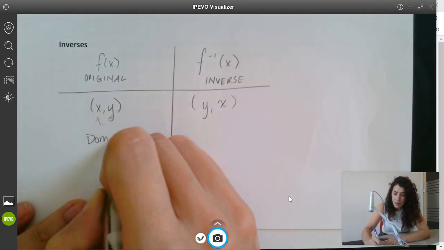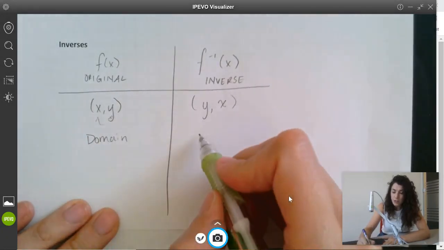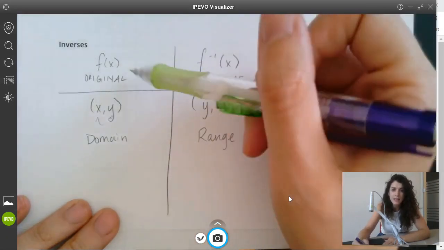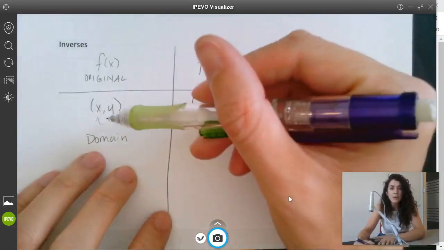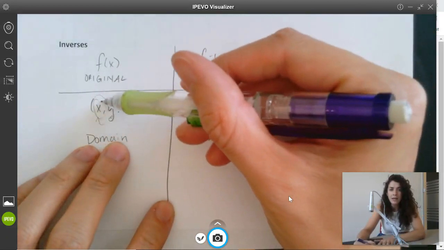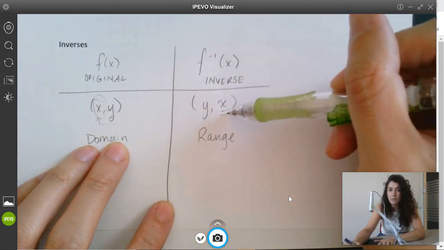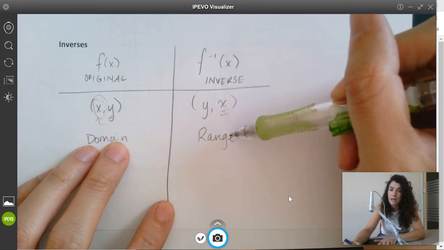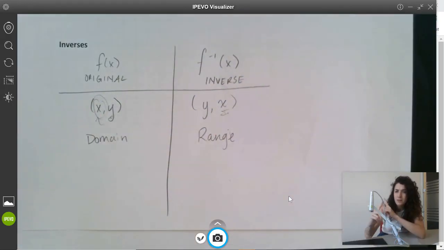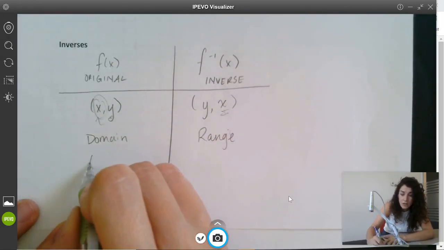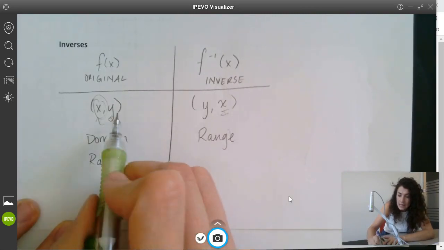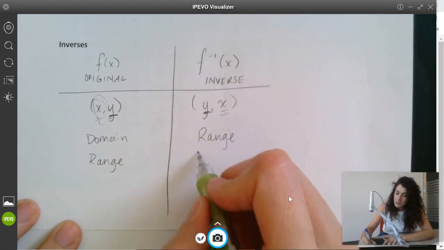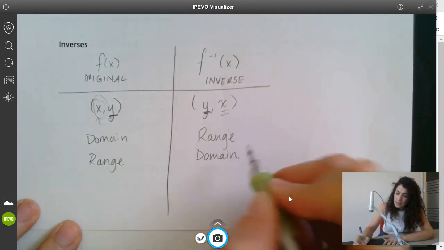What is our domain for our original function becomes the range for our inverse function, which makes sense. The domain would be all of these guys, right? Well, now they're in the y spot. So that would be the range. All of these guys is the range, but it was all of our x values before. Switched around. So then what would have been our range in our original function then becomes our domain in our inverse function.